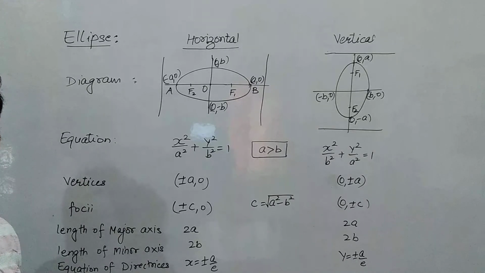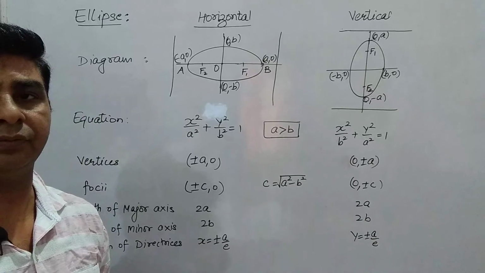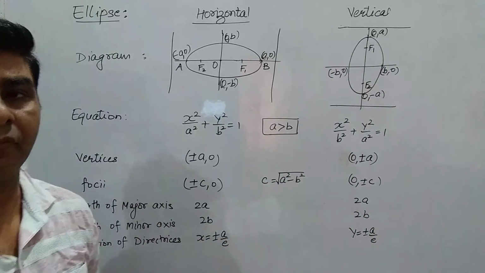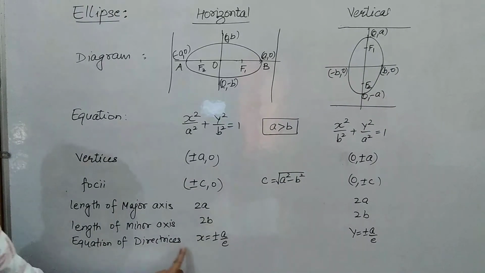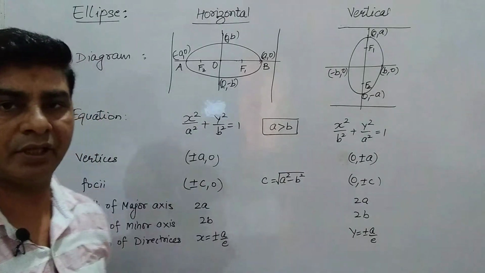Now, this is your equation of directrices given by x is equal to plus minus a upon e, and this is y is equal to plus minus a upon e.